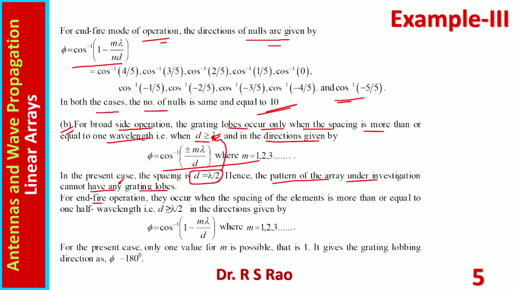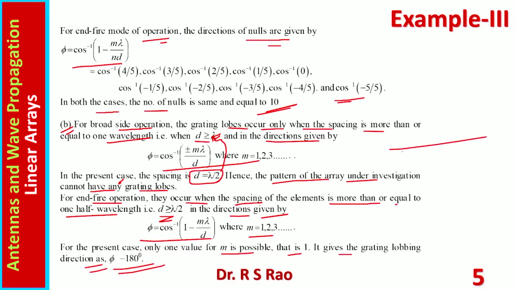Now we move to end fire operation. Grating lobes occur when the spacing of the elements is more than or equal to 1/2 wavelength, that is, when d is more than or equal to lambda by 2, in the directions given by this formula: phi is equal to cos inverse (1 minus m lambda over d), where m equal to 1, 2, 3, etc. In the present case, only one value for m is possible, that is 1. It gives grating lobe direction as phi equal to 180 degrees.